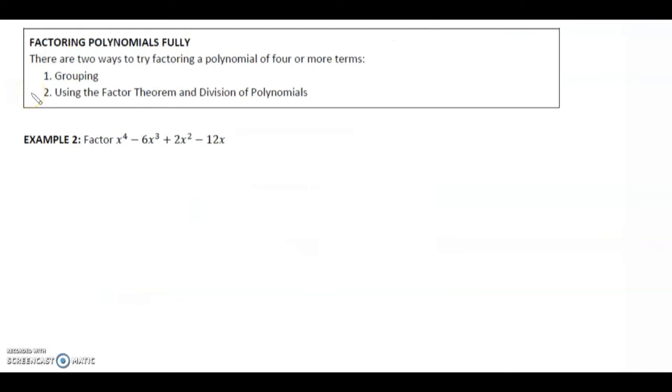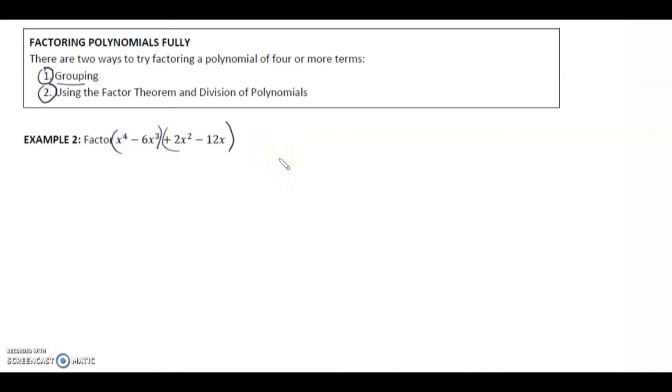So, factoring polynomials fully. There are two ways to try factoring a polynomial of 4 or more terms. Okay, number 1, we have grouping. And number 2, we can use the factor theorem and division of polynomials. Okay, so for example 2, let's try factor by grouping. So we have 4 terms. We're going to group the first 2, group the second 2.